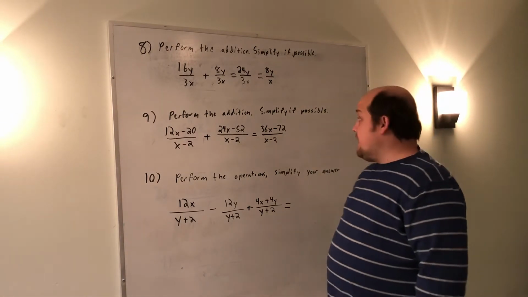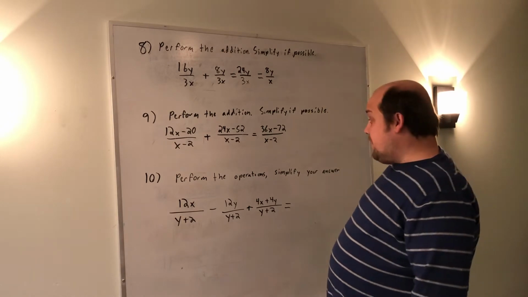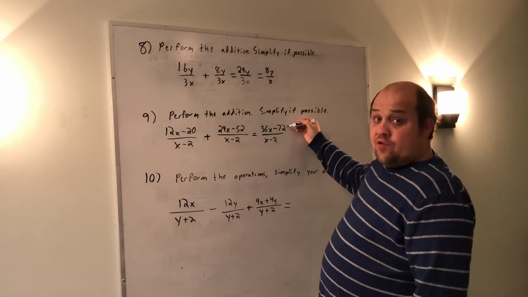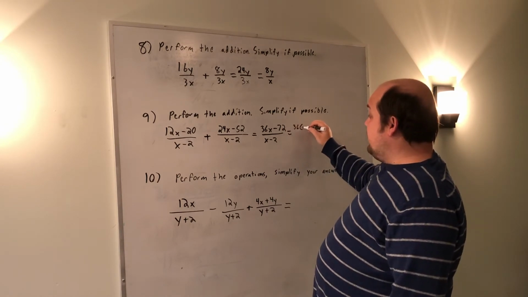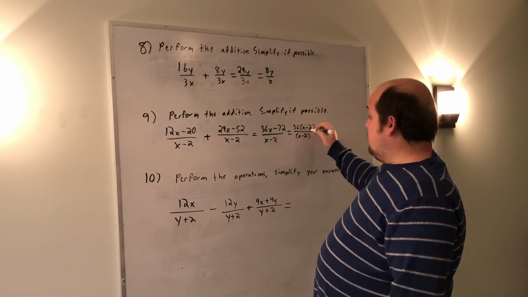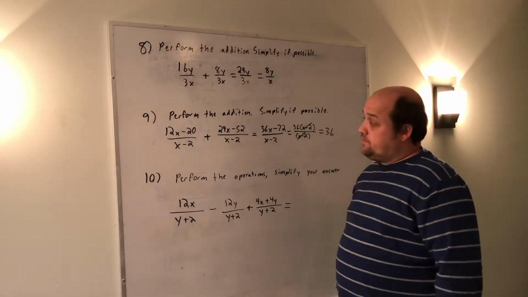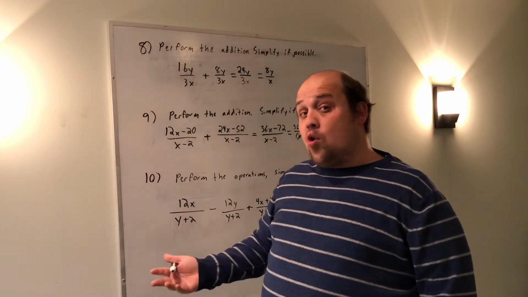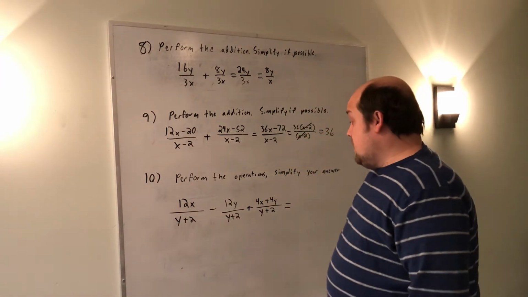Again, we should be looking to reduce or simplify if possible. Most of these are set up to simplify. In this case, I see that on top the greatest common factor is 36, so I'll be left with 36 times x minus 2 on top, over x minus 2. Those will cancel and just leave me with 36. You definitely want to try and factor. More often than not, something will cancel with these types of problems.